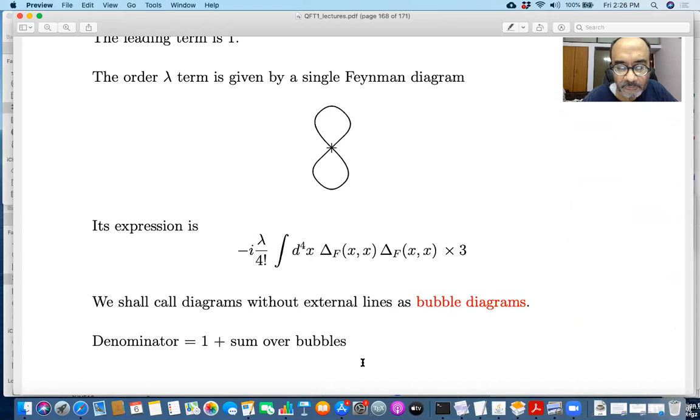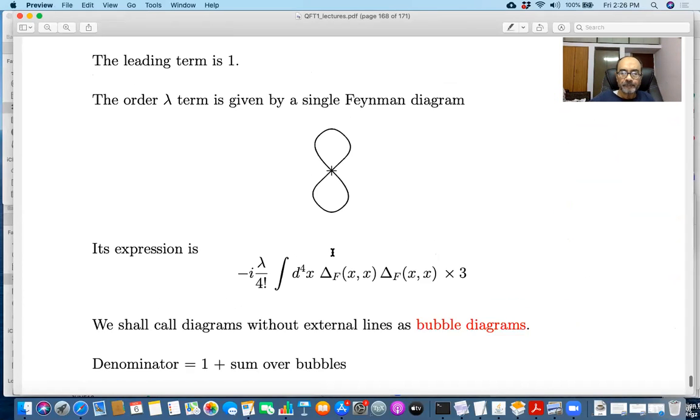So the screen is not shared, I think. Oh, screen is not shared. Oh, sorry. I'm sorry. Let me. Okay. Can you see it now?